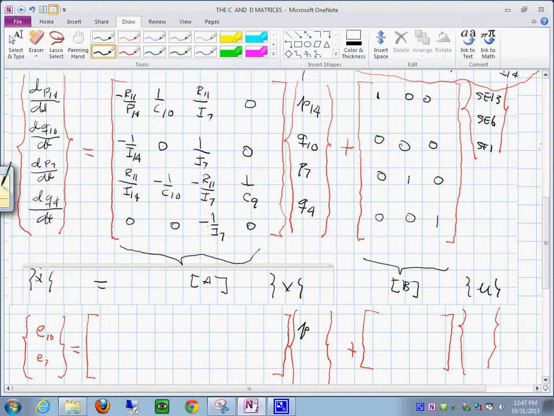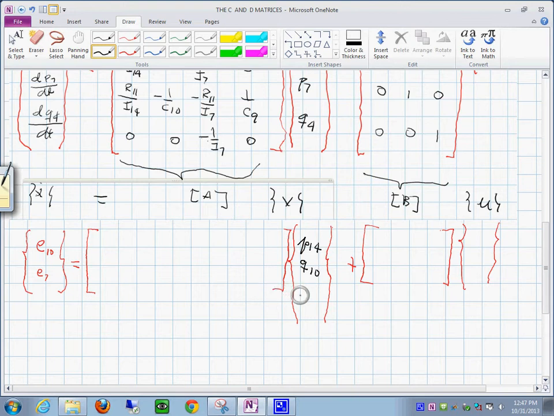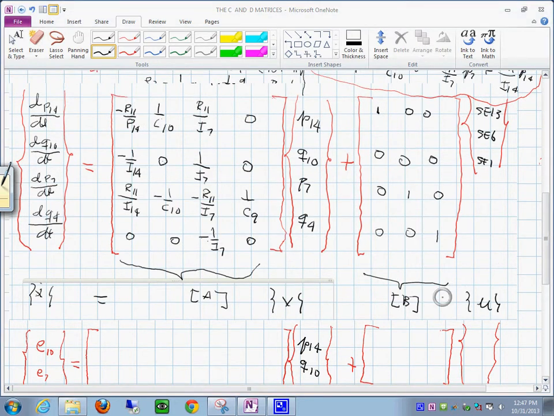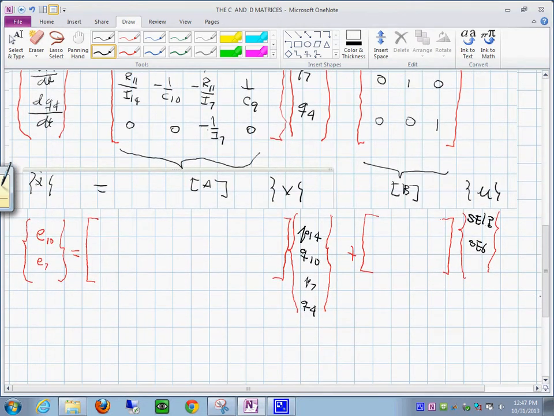This would be P14, and then you have a Q10 in here, and then you have P sub 7 in here, and you have Q sub 4 over here. And the sources, we had SC13, and then we had this other one, which would be SC6, and then we have this SF1.